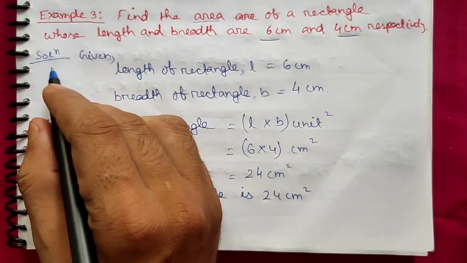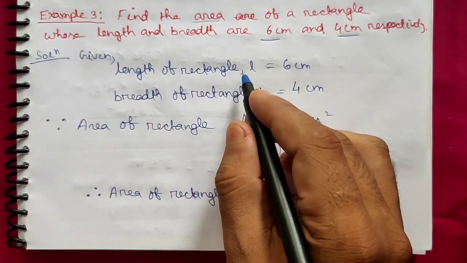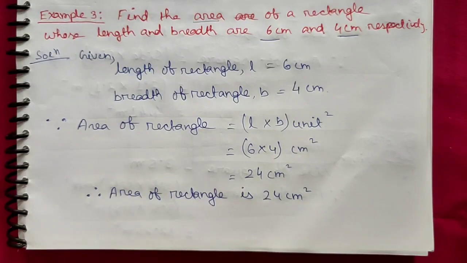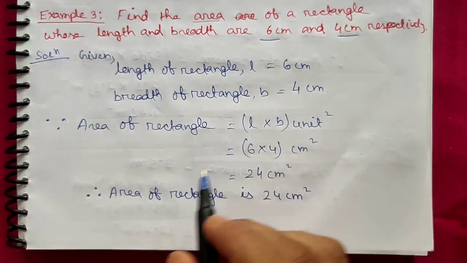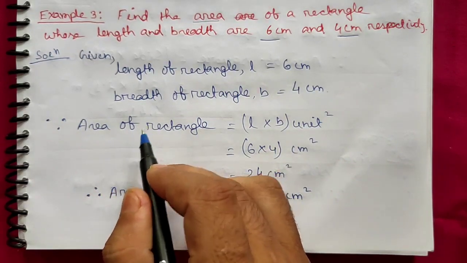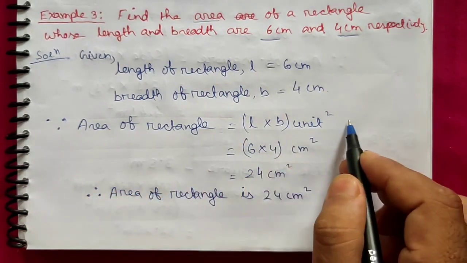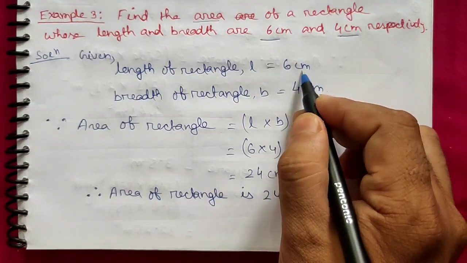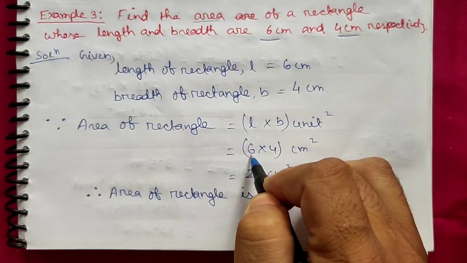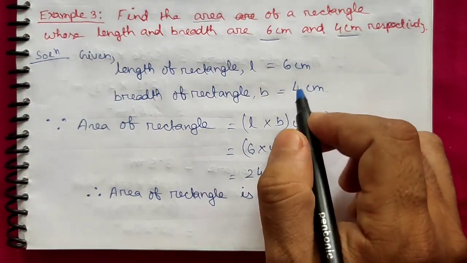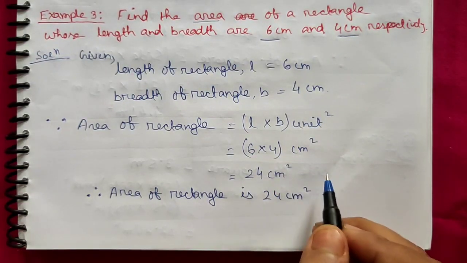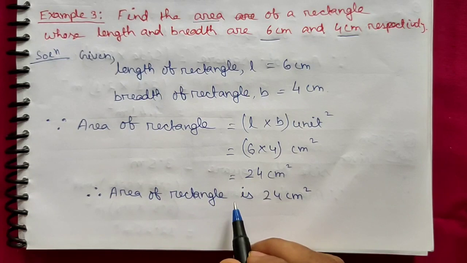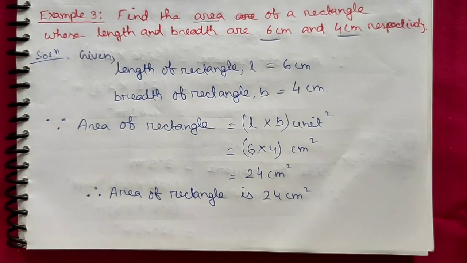So let's start. Solution. Given: length of rectangle L is equal to 6 centimeter. Breadth of rectangle B is equal to 4 centimeter. Now since we know the area of a rectangle is length into breadth unit square, and here the unit is centimeter, so length is 6, breadth is 4, and unit is centimeter square. 6 into 4 is how much? 24 centimeter square. Therefore, the area of the rectangle is 24 centimeter square.